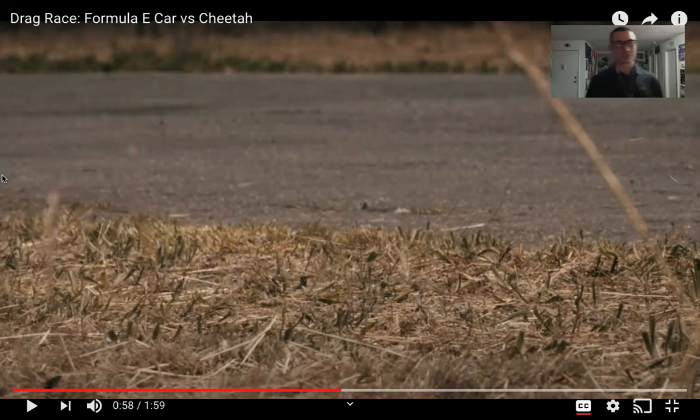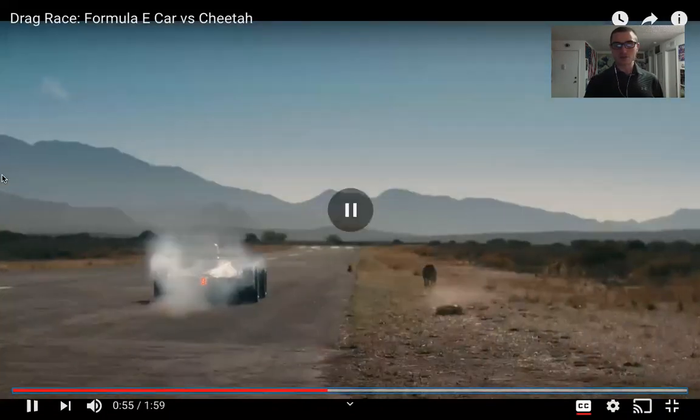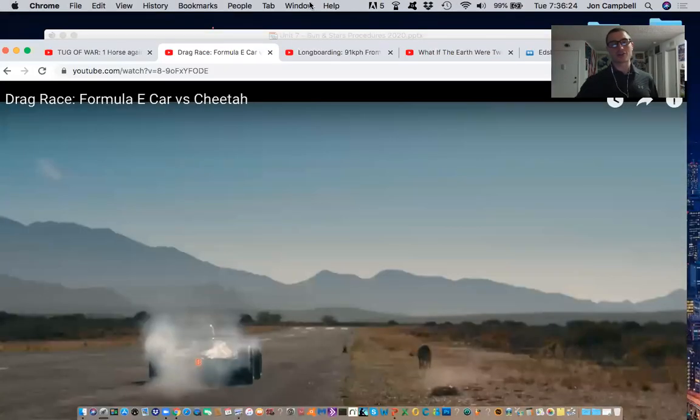Again, acceleration. Given the distance, the cheetah may have a shot. If it's a close enough distance, I think the cheetah could win. You saw right there, you clearly saw from the get-go the cheetah was winning. Had the strongest start. So who has the strongest finish? You guys can watch it on your own, and you'll find that out as well.